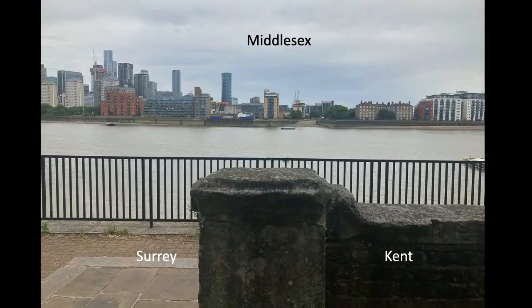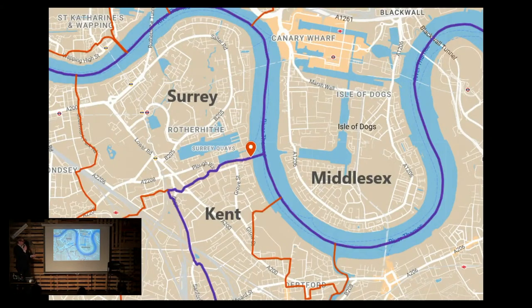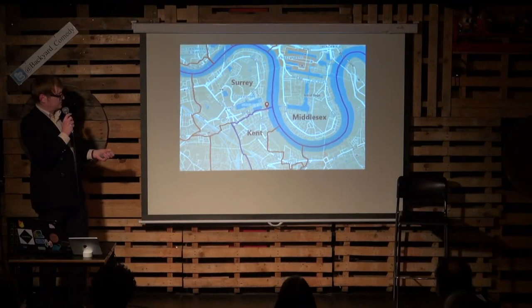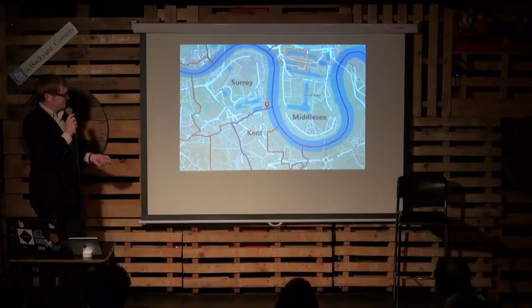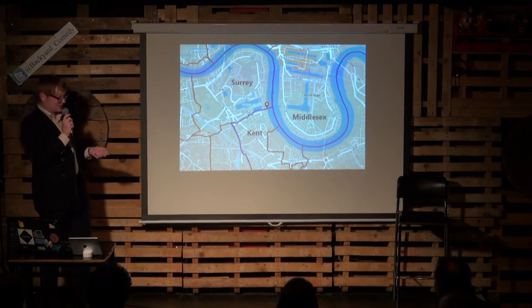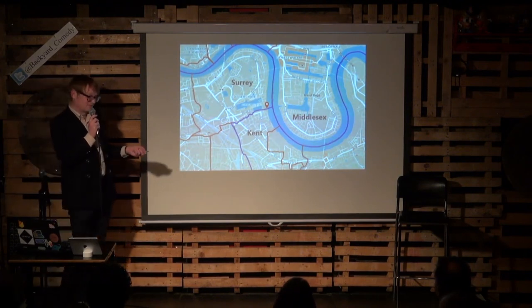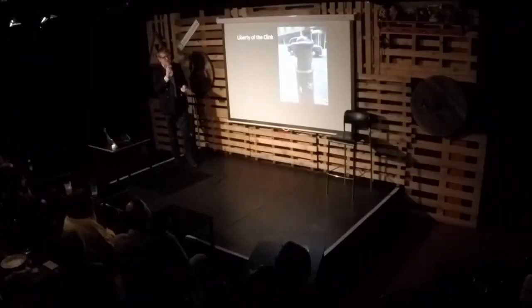We don't have time to talk about historic counties, but until the County of London was created, Kent basically went all the way up to here, to meet Surrey, and that's why it's called Surrey Quays. And you've got Middlesex on the opposite side, so you have three historic counties meeting there. But as I said, in 1889 the County of London was created, so that was also a county boundary, which was quite important.